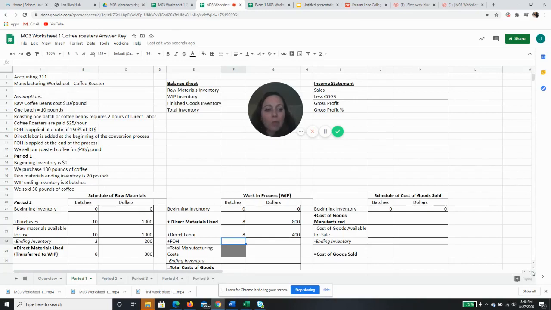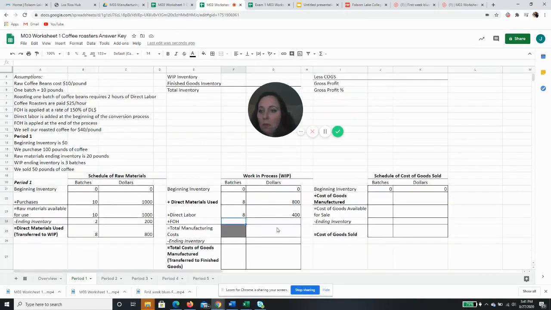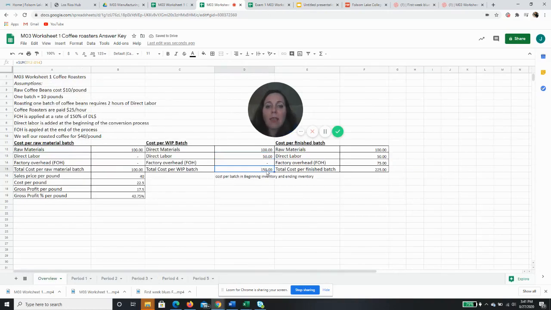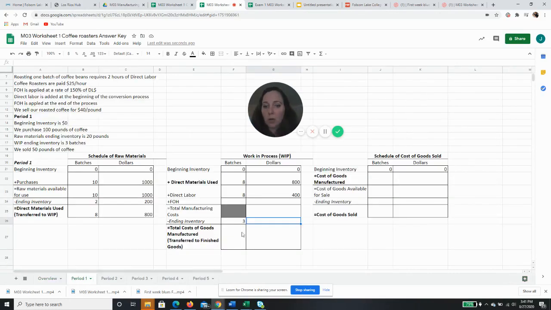All righty. So now the next clue it gives me is my WIP ending inventory is 3 batches. I'm going to put that in here, see where that gets me. 3. Now I know from my overview page that my cost per batch in WIP beginning inventory and WIP ending inventory is $150 because it includes my direct materials and my direct labor. So I'm going to go over here and apply my 3 batches times $150.